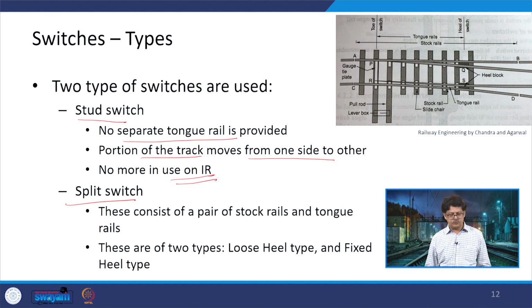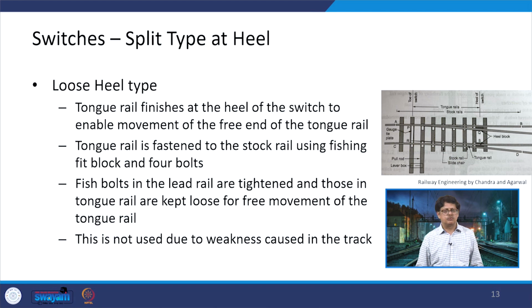In the case of the split switch, it consists of a pair of stock rails and tongue rails. That is what we have been talking about so far in the previous lecture as well as before this slide. And there are two types of split switches. One is the loose heel type, another one is the fixed heel type. That means at the heel point, whether it is left loose or fixed in position. Let us talk about the loose heel type of switch. This loose heel type has a tongue rail which finishes at the heel of the switch to enable movement of the free end of the tongue rail.